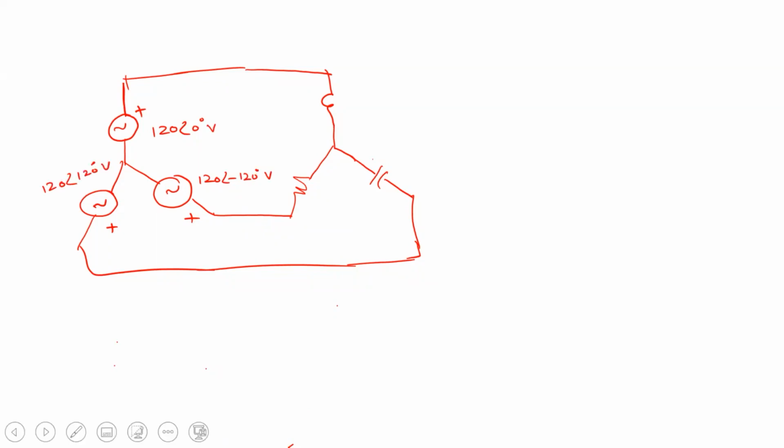And this value is j5 ohm, and this is minus j10 ohm. And this is 10 ohm.